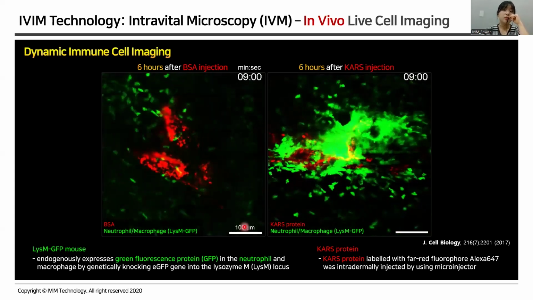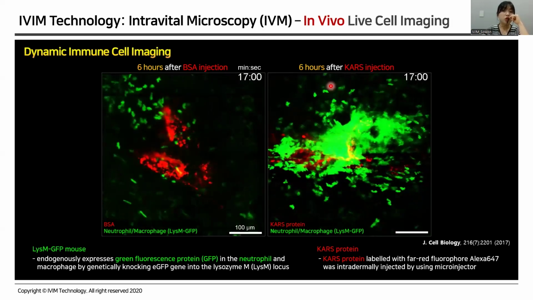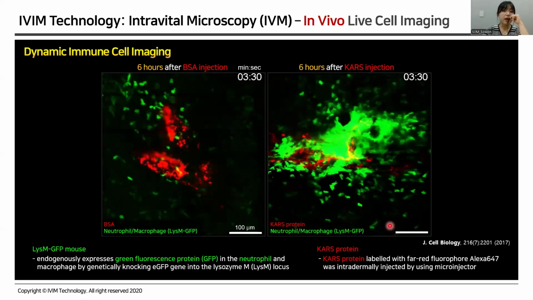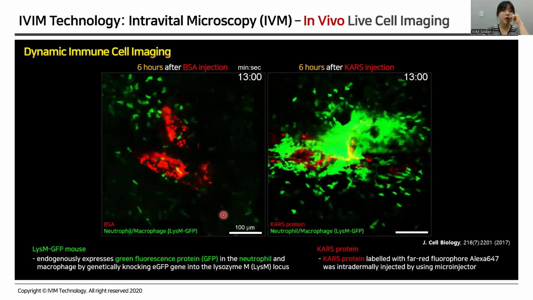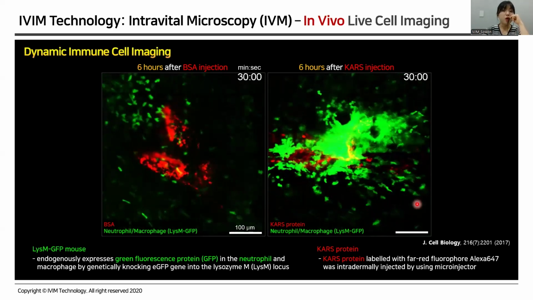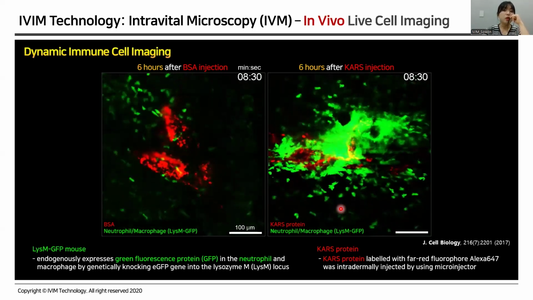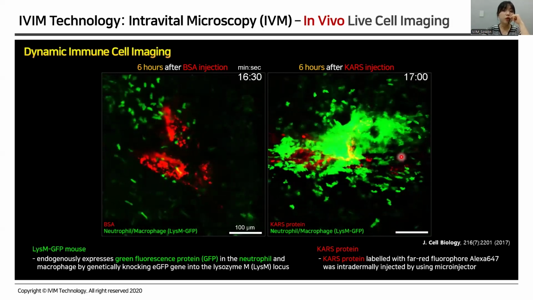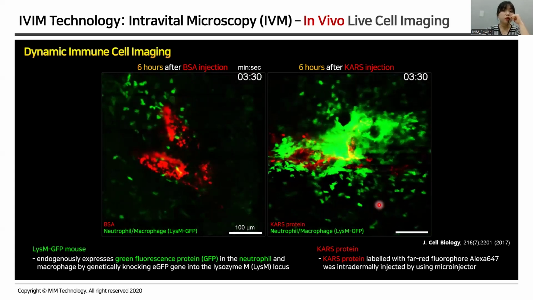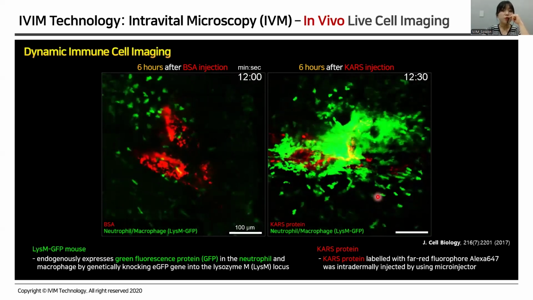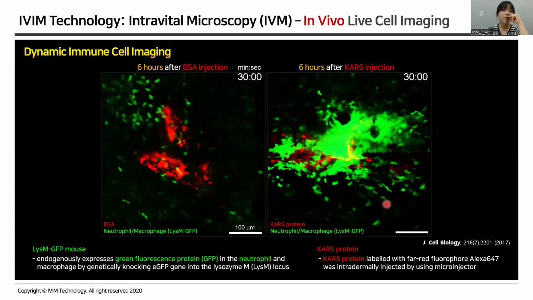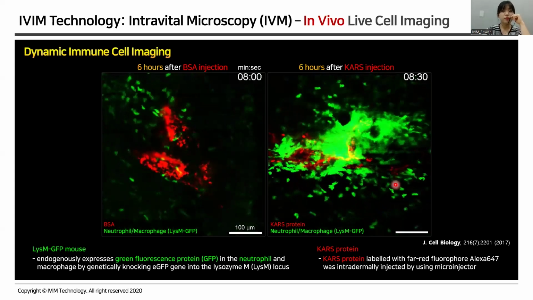As time passed, by 6 hours post-injection, some immune cells also gathered in the BSA-injected control group. However, in the CARS protein drug-injected group, a much larger number of immune cells had already accumulated at the drug site, forming large clusters. Additionally, we observed a significant increase in both cell mobility and velocity in this group.